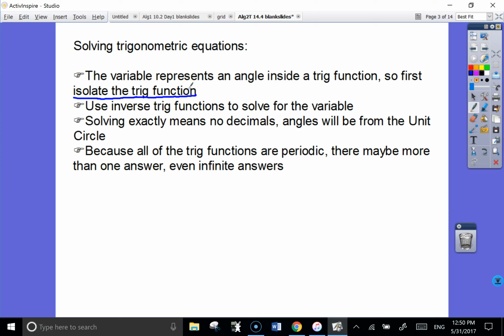Okay, then once you've got it isolated, for example, like sine of theta equals, then how do you get at the theta? You use the inverse trig function.